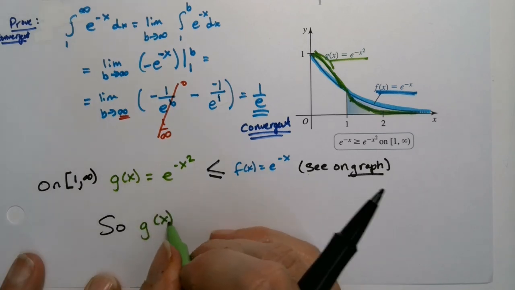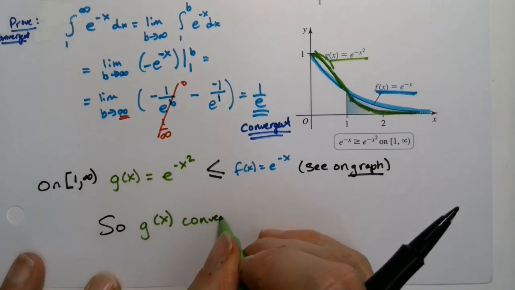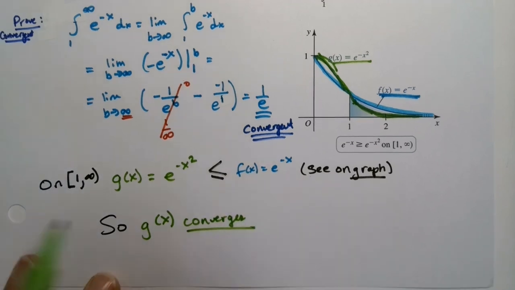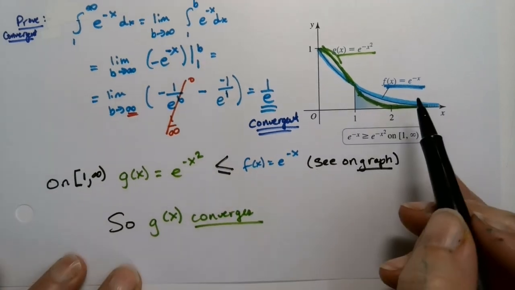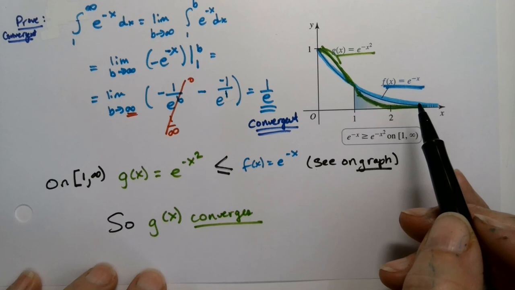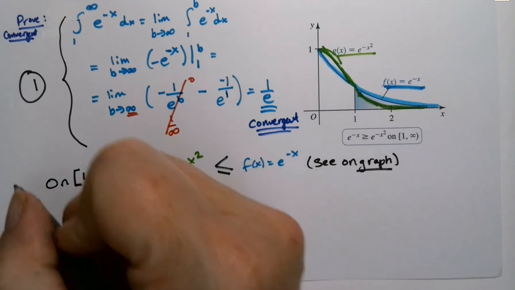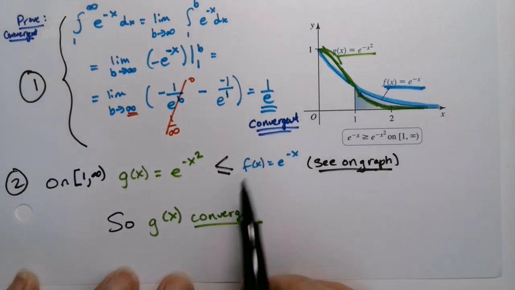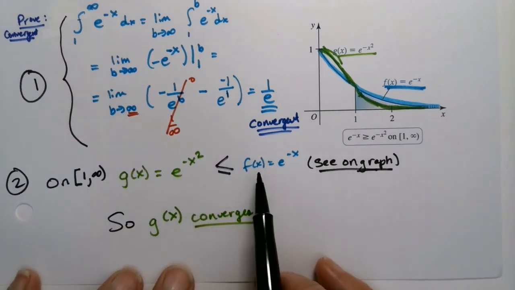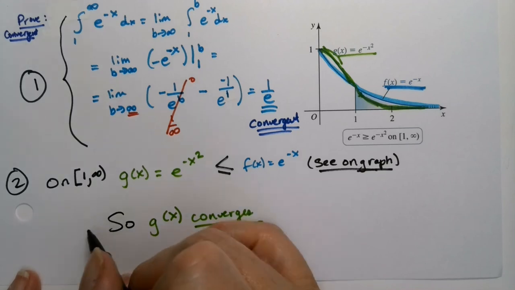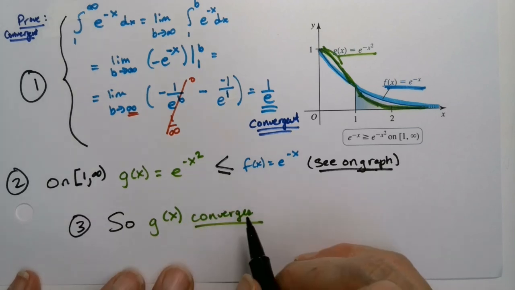You have to have two pieces. Well, three. You need to have another function to compare it to. You need to have this piece right here where you prove convergent. Then you need to have this piece right here where you prove that one graph is smaller than the other one. And then you have your final result.